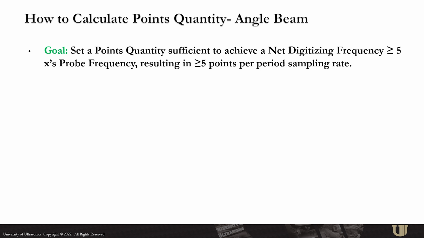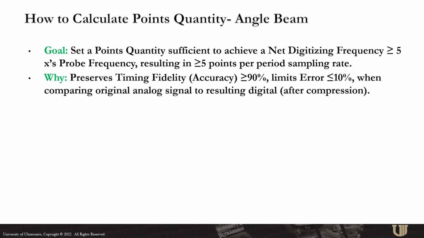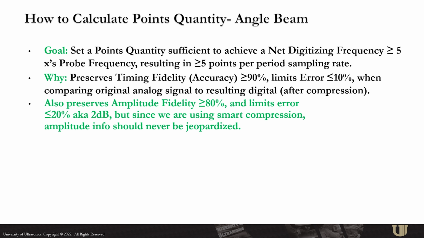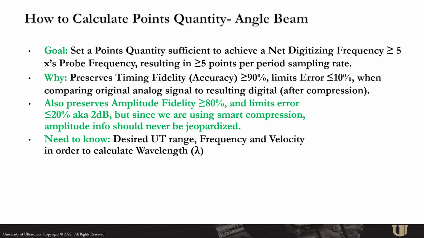Okay, so in order to do this, again, we've got to set a goal. This is how I teach it in class. The goal is to get a points quantity sufficient to achieve a net digitization frequency of at least 5 times my probe frequency, which would result in at least 5 points per period sampling rate. Why? We've already talked about why this is important.